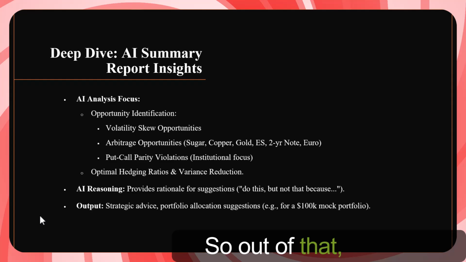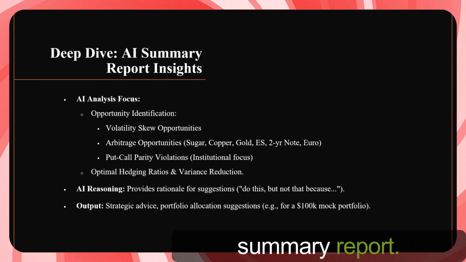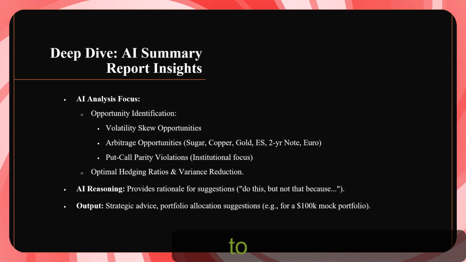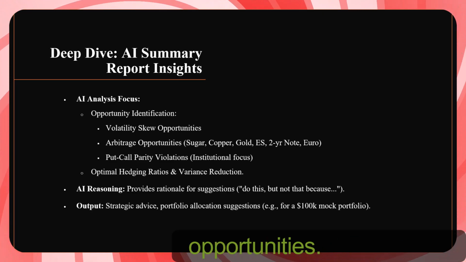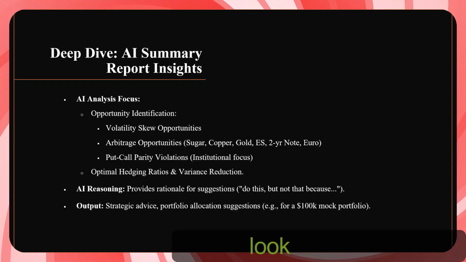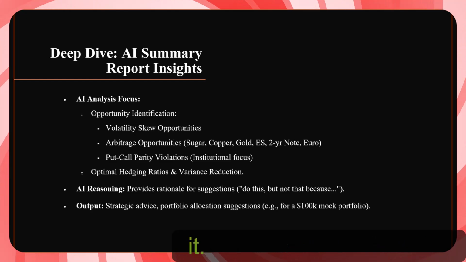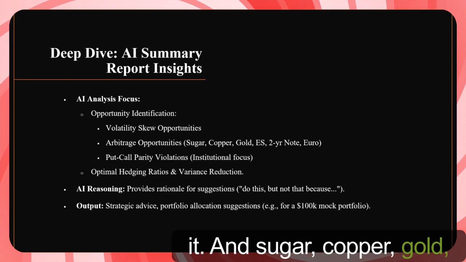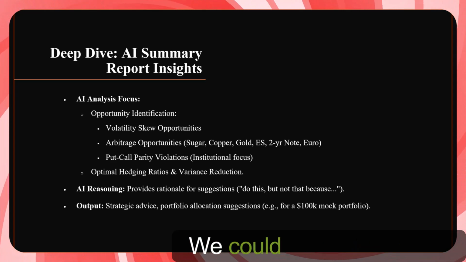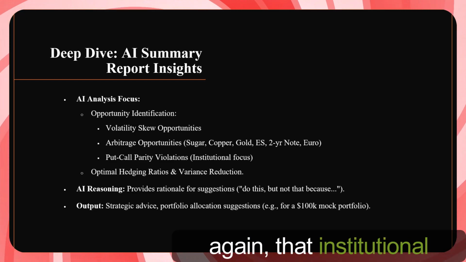Out of that, we get a further deep dive AI summary report. The analysis continues where we're able to identify different opportunities. We could focus on things like volatility skew. We could look at arbitrage opportunities, be it in sugar, copper, gold, ES, 2-year notes, euro. We could also look for any put call parity violations, which is again that institutional focus.